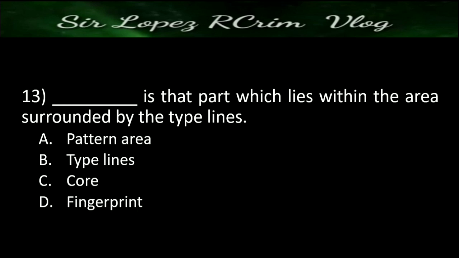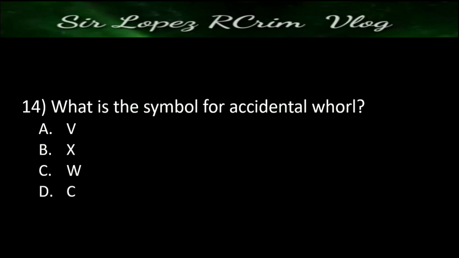Number 14. What is the symbol for accidental whorl? Letter A, capital B. Letter B, capital X. Letter C, capital W. Or letter D, capital C.